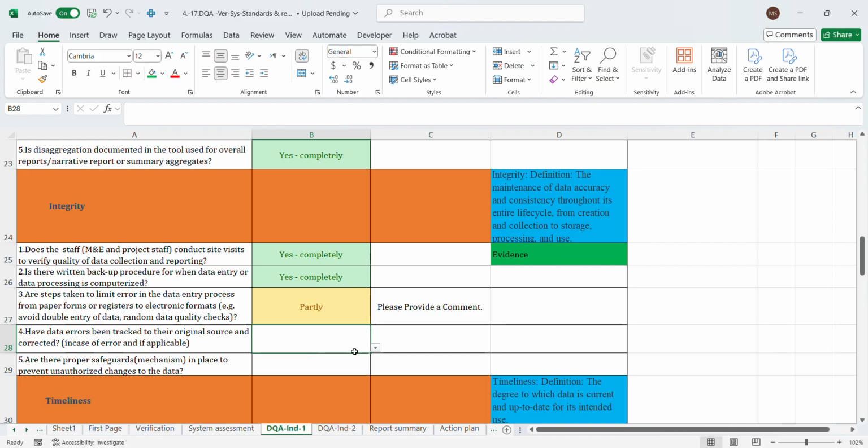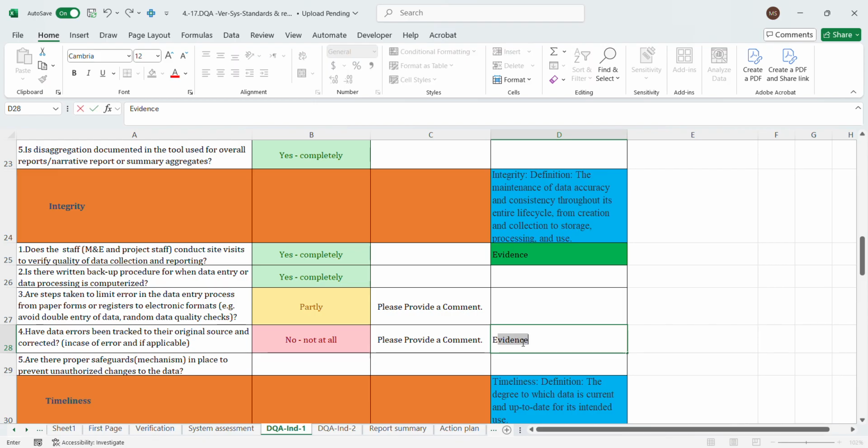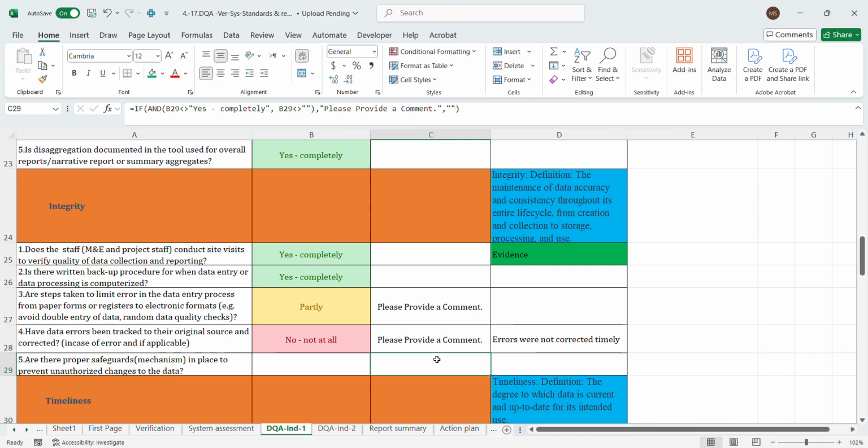For this, it is applicable because what was reported was 5 and the original data was 6. So this is not at all. For example, we may say errors were not corrected timely, something like that. We can write based on the evidence we have. Remember, always we have to look for evidence.